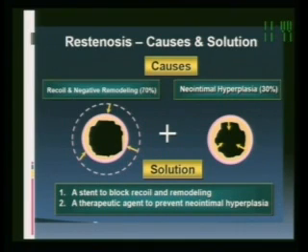So recoil and negative remodeling is an important factor in plain angioplasty causing restenosis, and neointimal hyperplasia is an important factor in in-stent restenosis. So what we want, we need a stent to block recoil and remodeling, and a therapeutic agent to prevent neointimal hyperplasia.